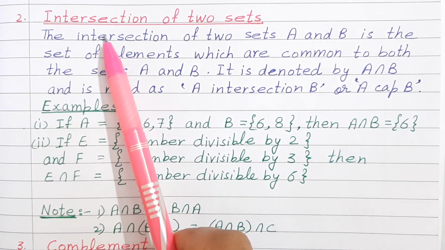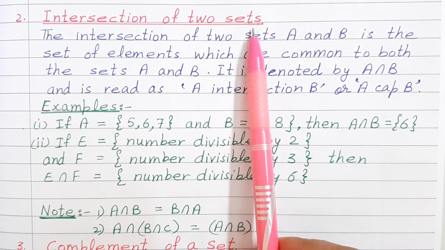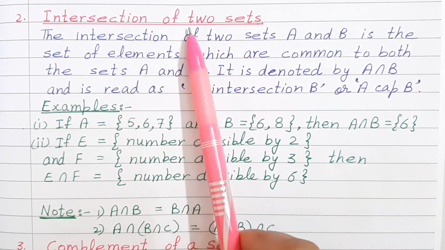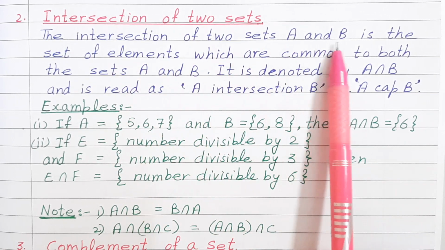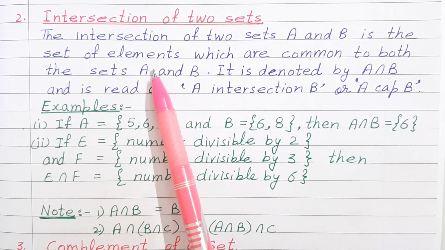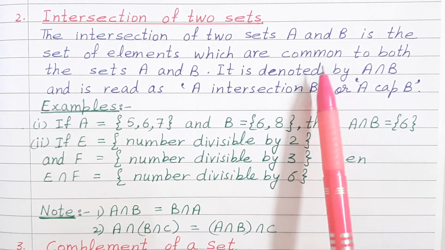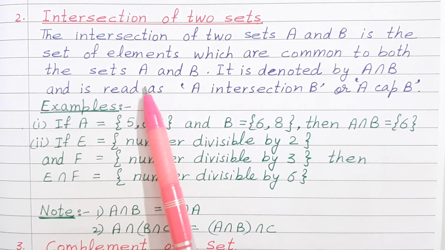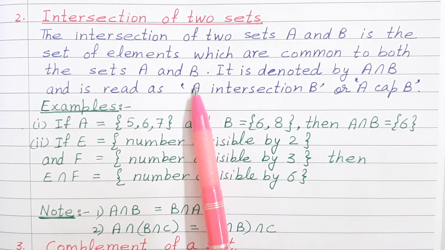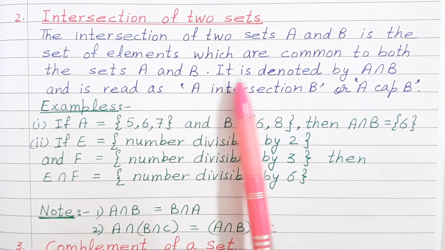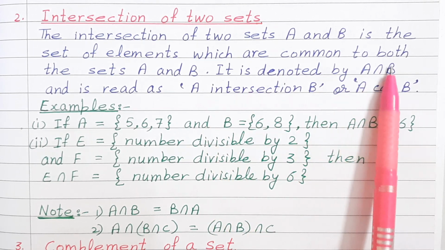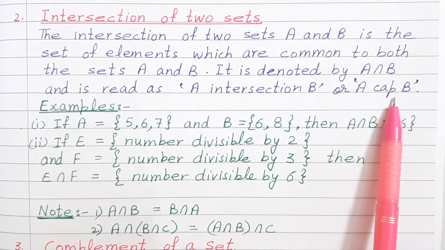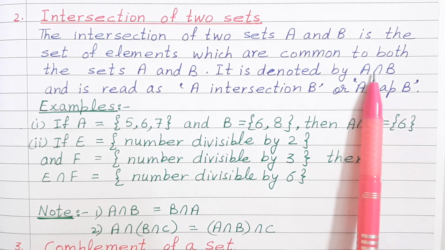Now children, the second is intersection of two sets. Intersection of two sets here means the elements which are common, right? The intersection of two sets A and B is the set of elements which are common to both the sets A and B. Or we can have more sets also. We can have A, B, C, D like that, right? It is denoted by A intersection B or A cap B, right?